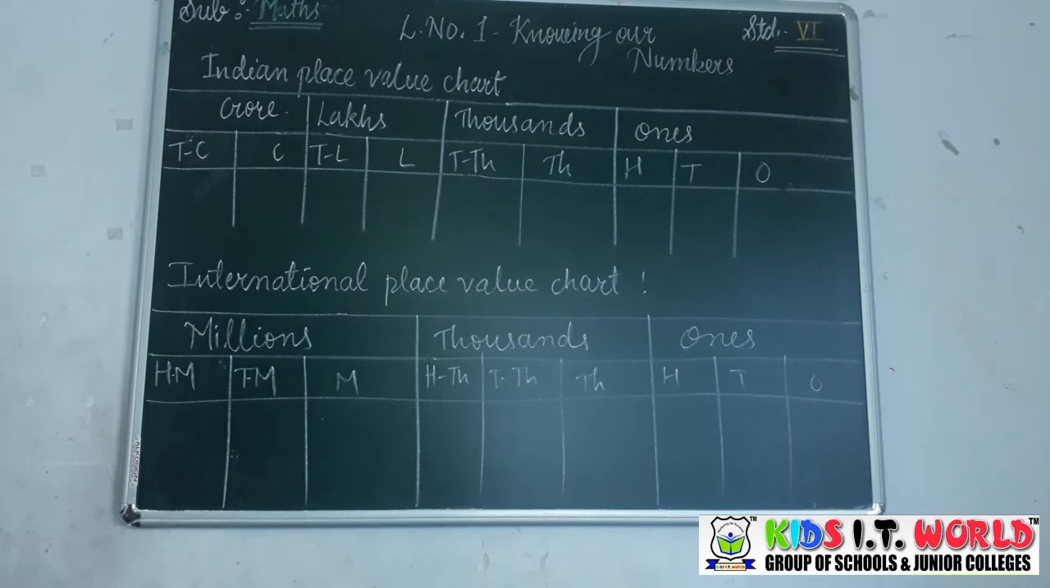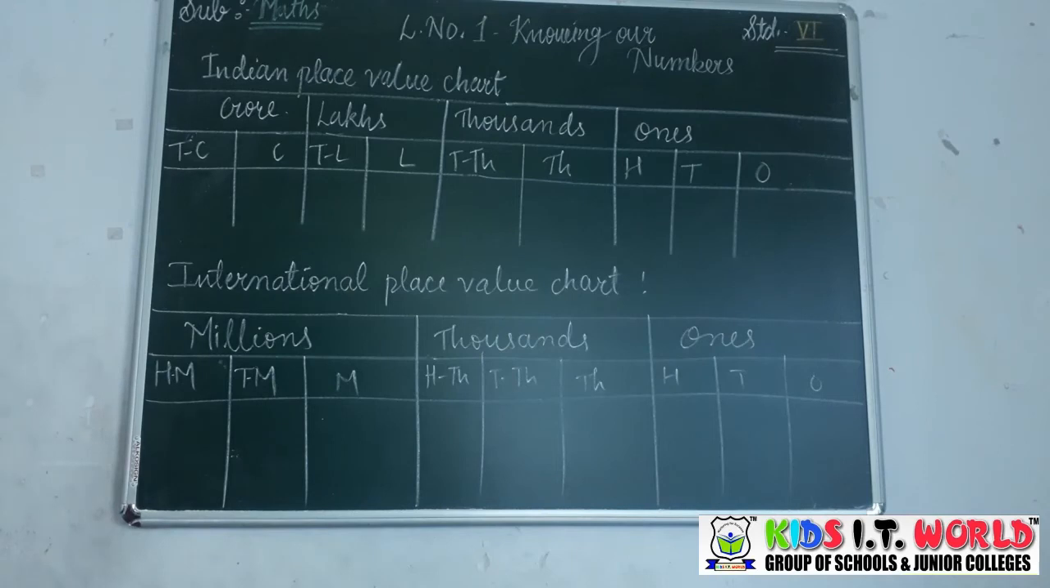We will see it in the exercise. Now this is all about the Indian and international place value chart. Now what is the place value of the digits? The place value of a digit in a number depends upon its position, and the face value does not depend upon its position. It is the actual value of that digit.